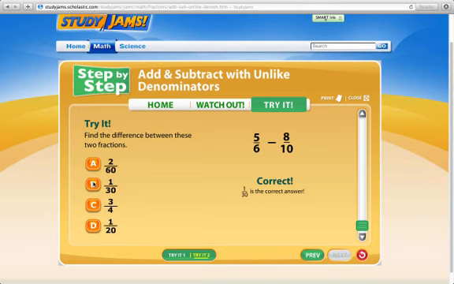If you picked B, sweet! 1/30th is the correct answer.